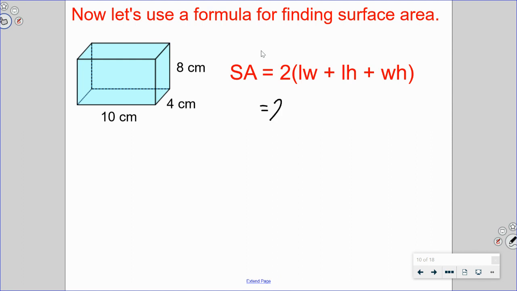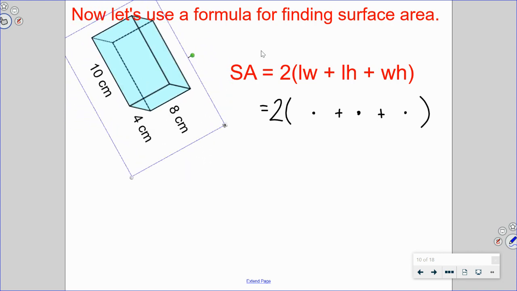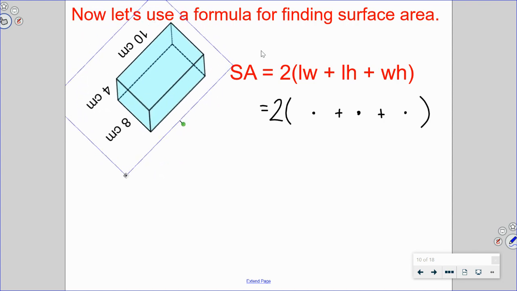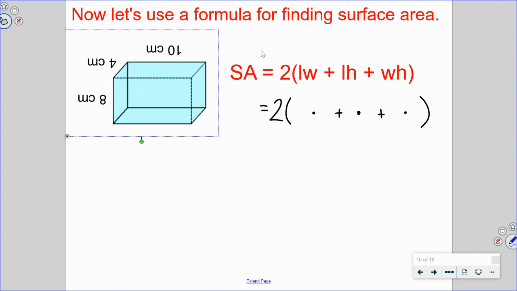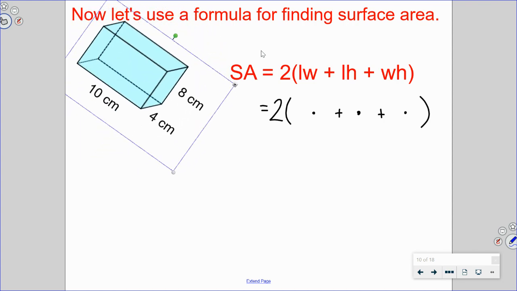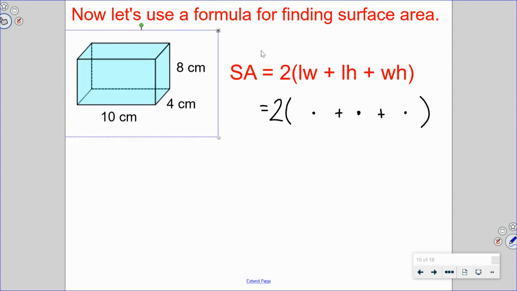Surface area is equal to 2 times length times width plus length times height plus width times height. Now at this point, you might be saying, okay, Mr. Callan, but what's the length, what's the width, what's the height? If you would think about this figure, ladies and gents, it really doesn't matter if you rotate that figure. Picture a box in front of you that you're going to give as a gift. You can turn that box any way you want. It's the same box.